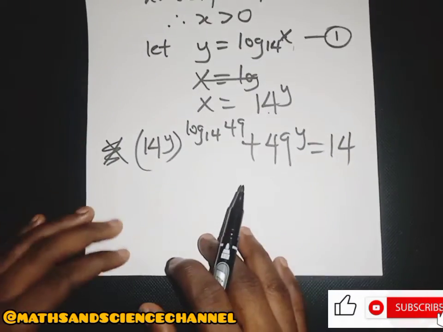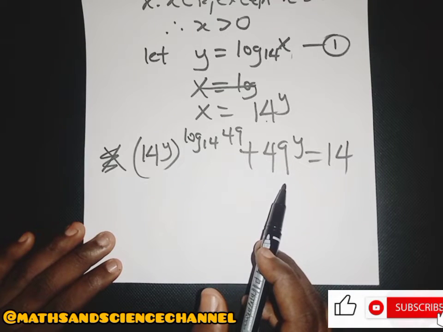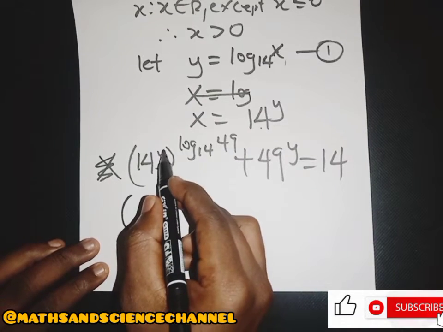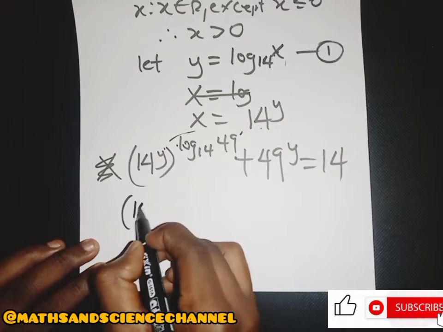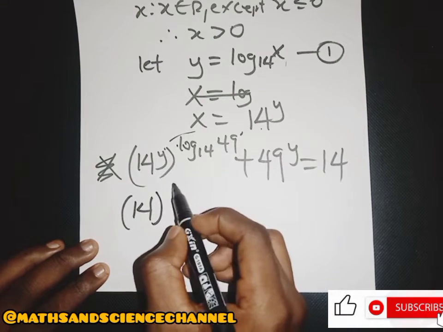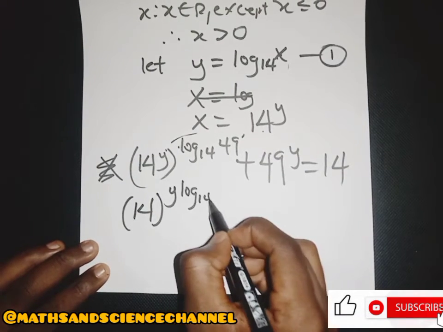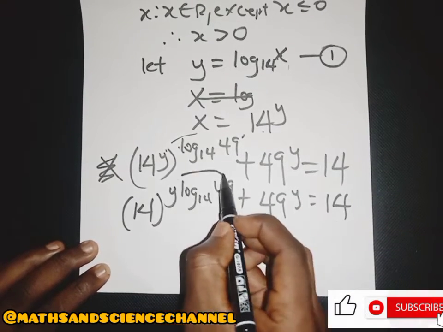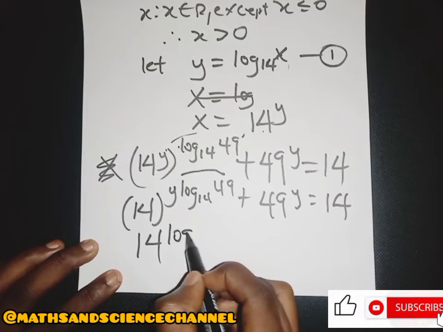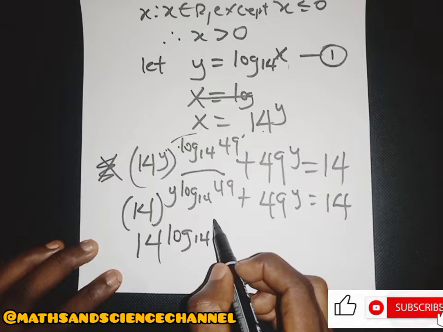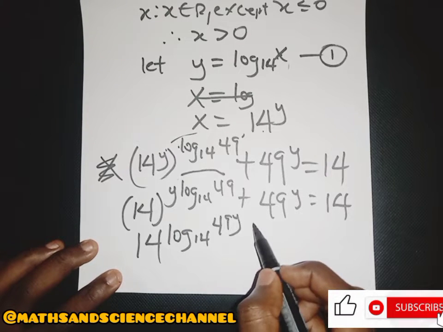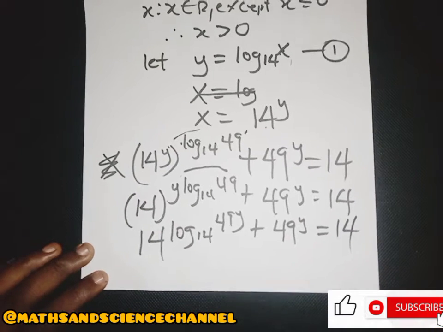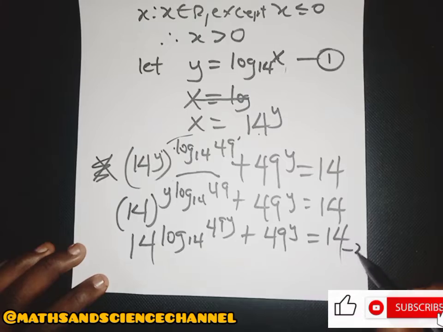Now since we have something like this, we can take this y to the top because it's multiplying, so it's 14 to the power y log base 14 of 49, plus 49 to the power y equal to 14. We can send this to the top there, and we have 14 to the log base 14 of 49, all to the power y, plus 49 to the power y being equal to 14 in this case. Quickly, let's call this one equation 2.